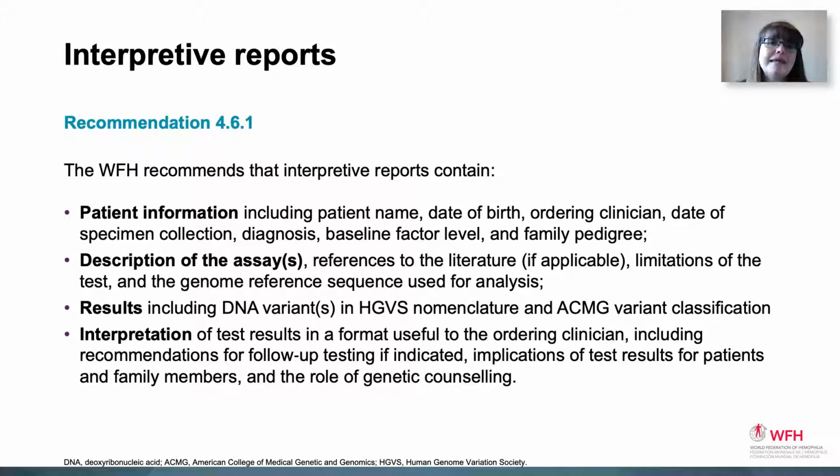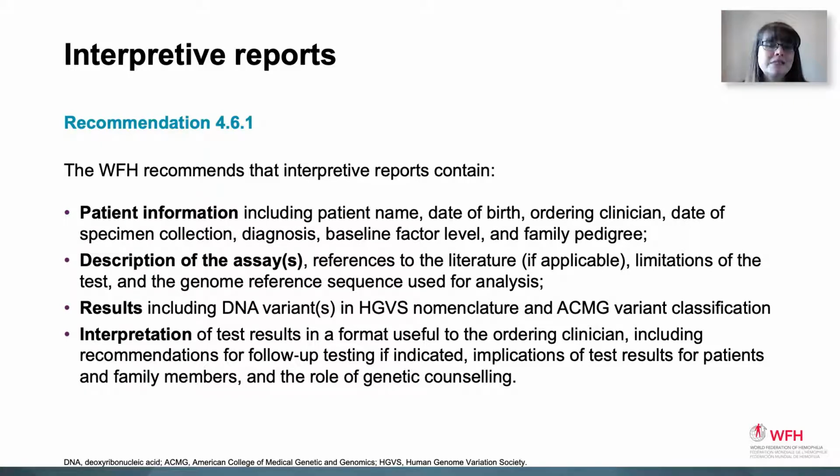We need to provide patient information that identifies that individual for that sample on the report. So we need to include the patient's name, date of birth, the ordering clinician, the date of specimen collection, their diagnosis by the clinician phenotypically. We also need their baseline factor levels, so that would inform our testing. And also if there is a family pedigree available, as that can inform the mode of inheritance of the disorder.